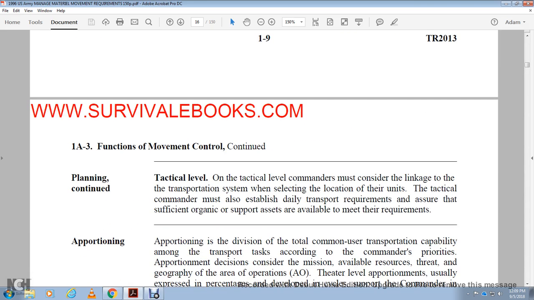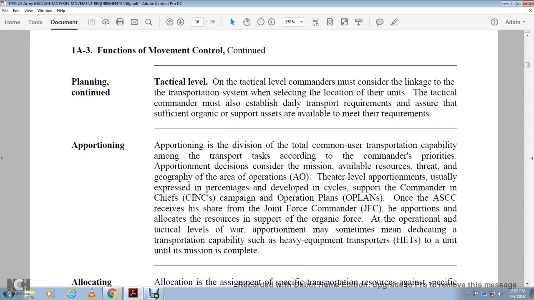Planning continues. Tactical level. At the tactical level, the commands must consider the layout of the transportation system, selecting the location and the unit. The tactical commander must establish the daily transportation requirements and ensure that sufficient organic support assets are available to meet the requirements. Apportioning the division among the units of the transportation capable of the transport task is done according to the commander's priorities. Appropriate apportionment decisions consider the mission, available resources, the threat, and the geographical area of the operation.